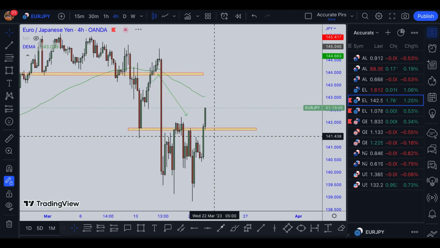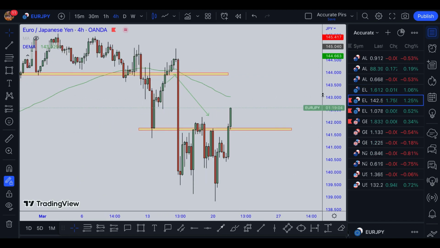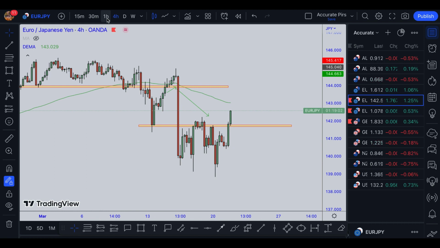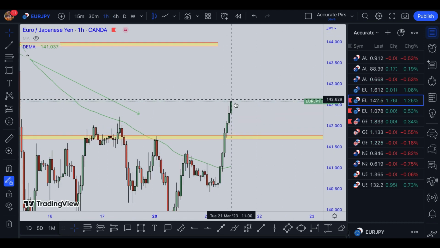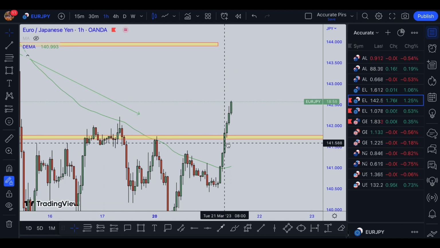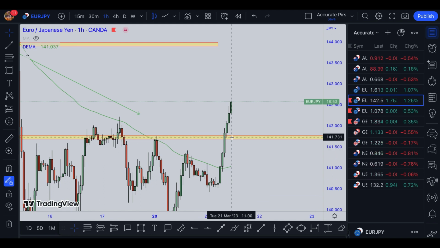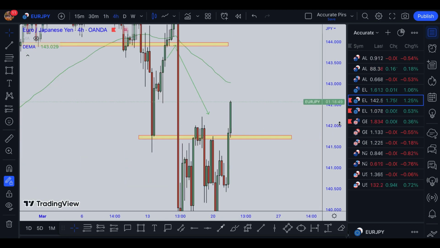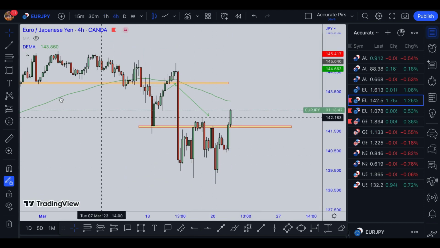So let's move on to Euro JPY. What I was hoping for with Euro JPY was for the market to reject this resistance level, to bounce off of it. But what has happened, the market has literally broken right through it. So I'm not going to take any trade on this. You can see it's shot right through it.